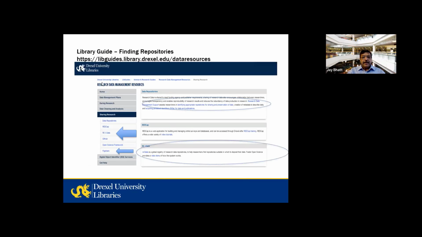We also have a library guide on finding repositories from research and data management sources. And under sharing research, you will see a link to re3data and the other repositories as well. And these library guides will be updated. So please take a note of this because it could change in future with some additional information or refined information.